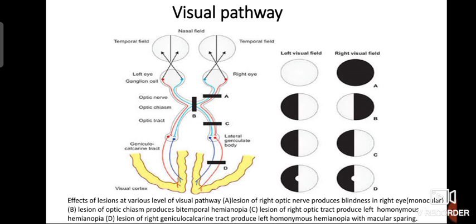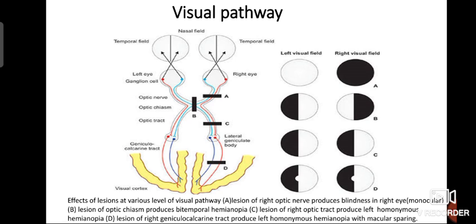Lesion of the optic chiasma produces bitemporal hemianopia. What happens in that condition? The fibers from the temporal fields of both eyes cross in the chiasma, so there is loss of the temporal field of both eyes, and as we see in this diagram B, loss of vision in both temporal fields.